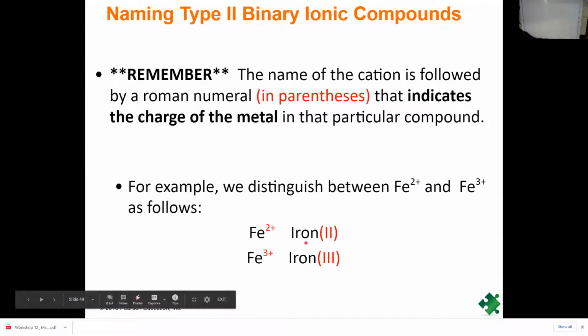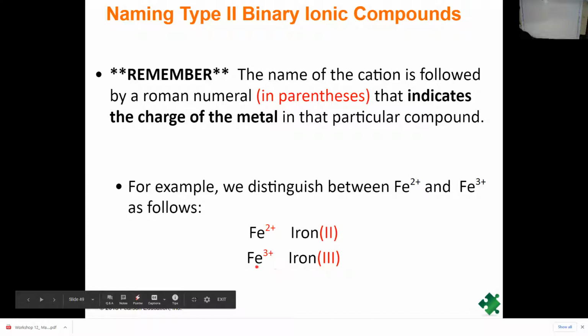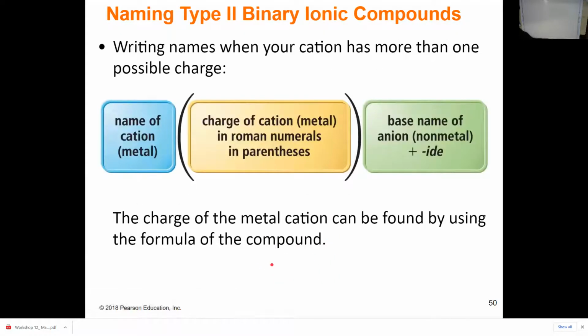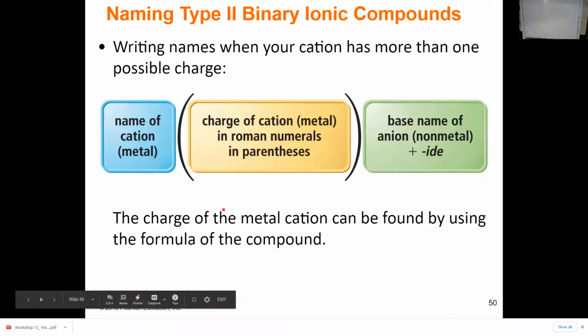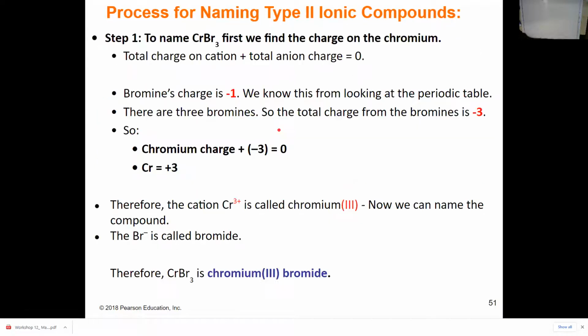So when you see an iron 2 like this, that doesn't mean you have 2 irons. It means that your iron is a +2 charge. Iron 3 means that your iron is a +3 charge. This is the basic format for writing out the name. And you see the only difference between this and the type 1 binary ionic compound is this middle part here, where we're going to include the charge of the cation.